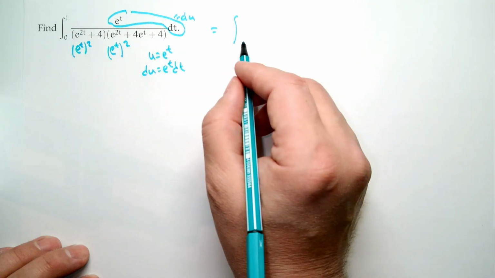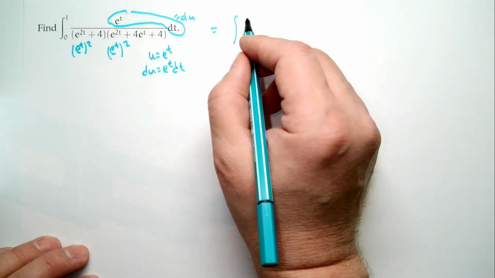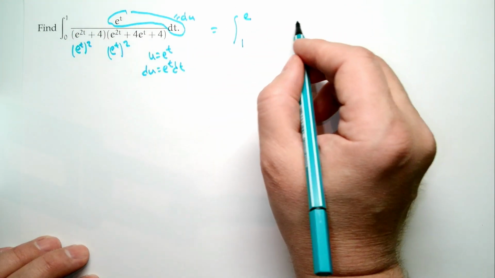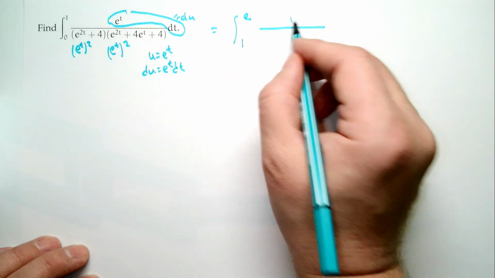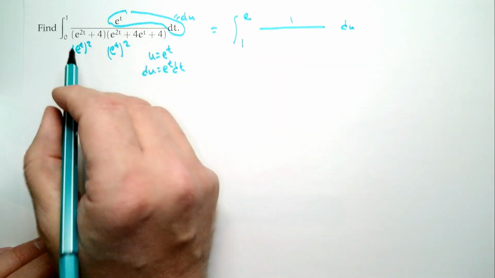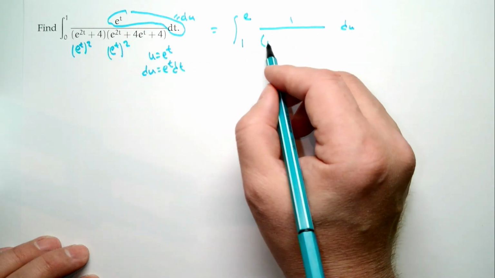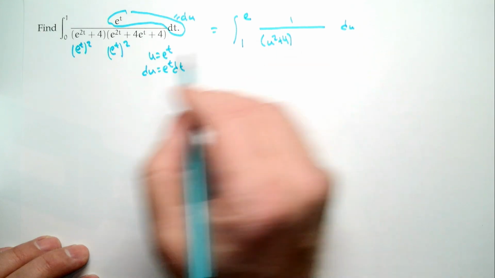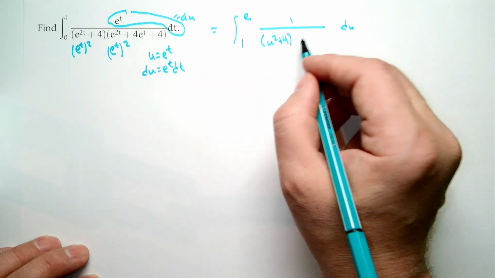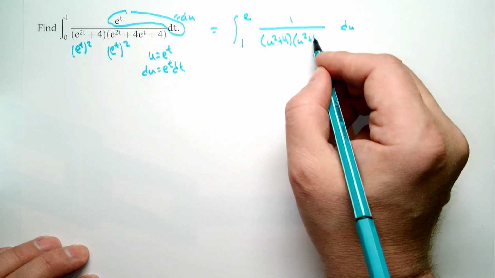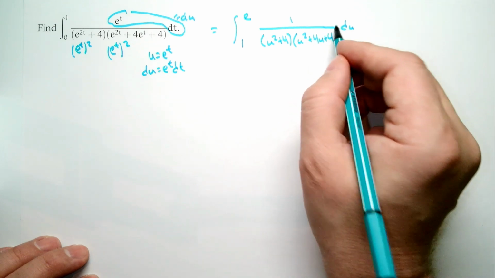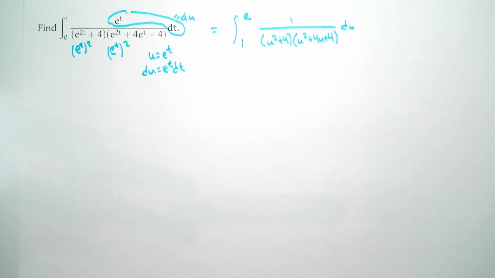So we integrate, we update our bounds. E to the 0 is 1. E to the 1 is e. Upstairs, well, we just ended up with du. We'll put that on the end. E to the 2t plus 4 becomes u squared plus 4. And then e to the 2t plus 4, e to the t plus 4 becomes u squared plus 4u plus 4. All right. So one of the first things to do is, if you're not sure what type it is, think about a substitution to make.